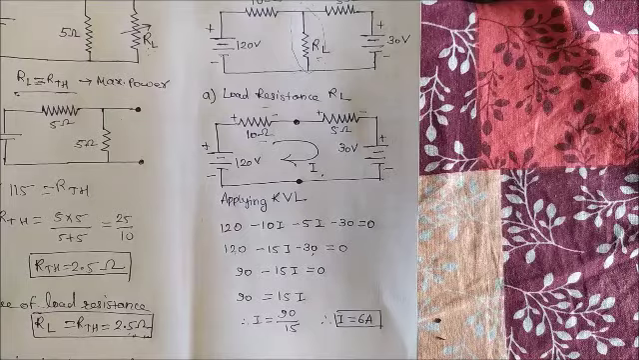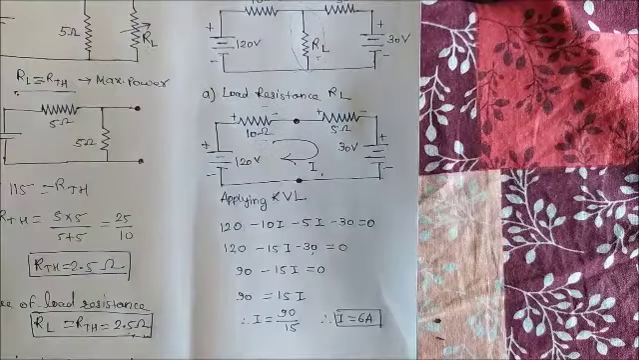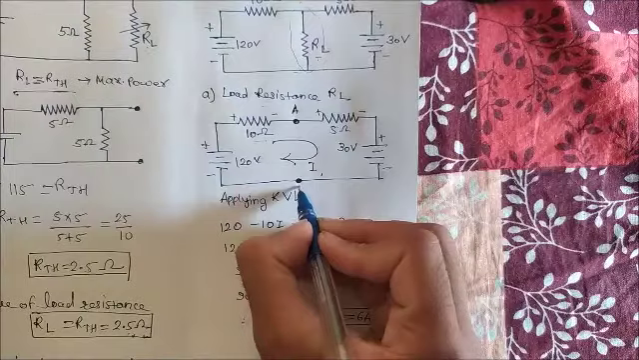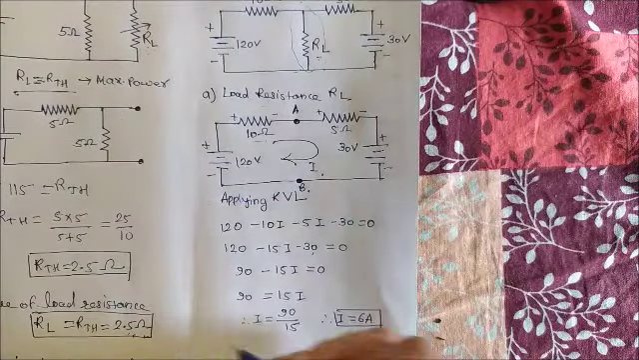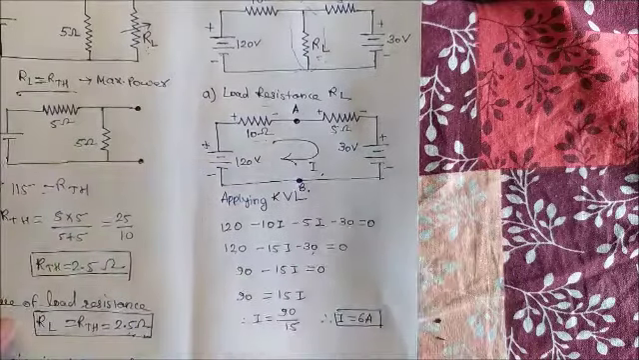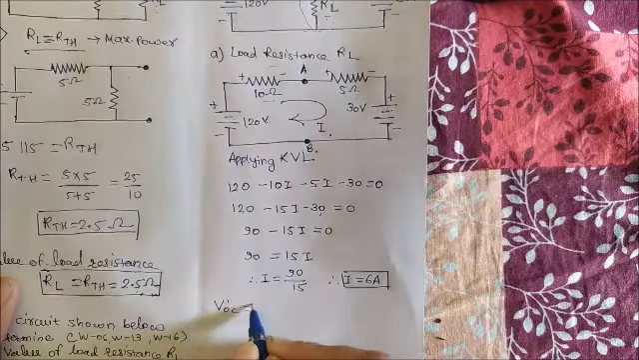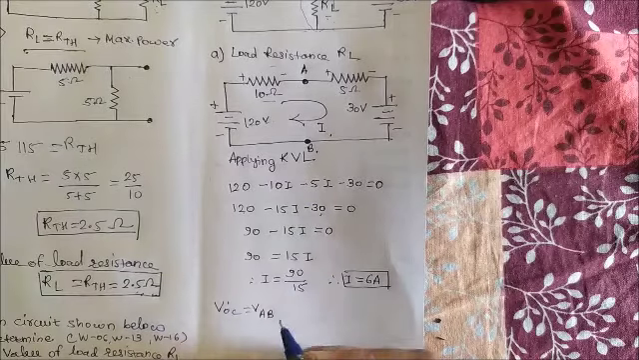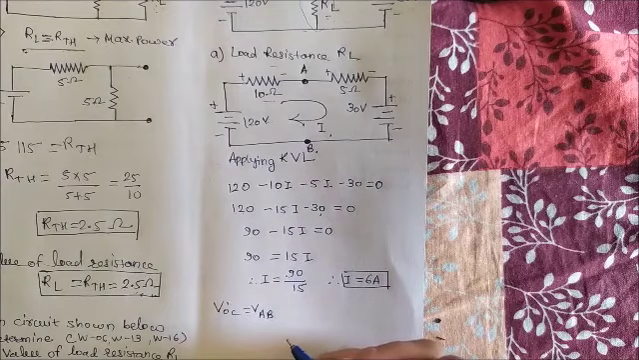Now we have to calculate the VOC, that is, give this point a name as AB. For our convenience we can give it as AB. So we have to calculate VAB is equal to VOC. So VOC is equal to VAB we have to calculate. And how to calculate that?